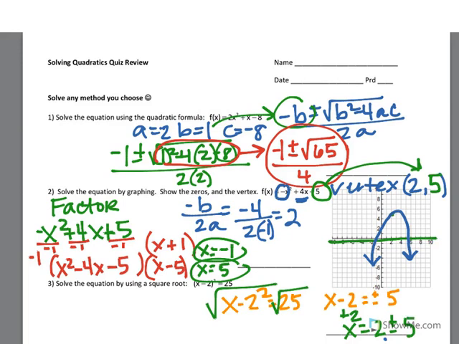Remember that we have to have 2 answers. So we would have x equals 2 plus 5 and x equals 2 minus 5. So our 2 answers will be x equals 7 and x equals -3. Those would be my 2 answers.